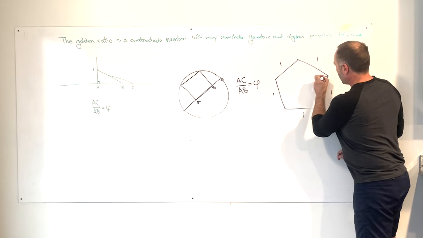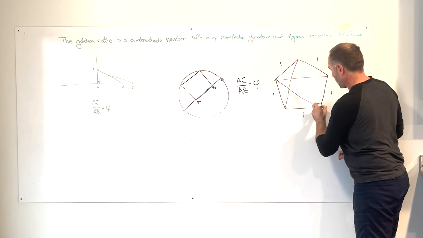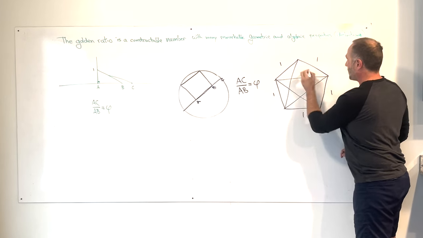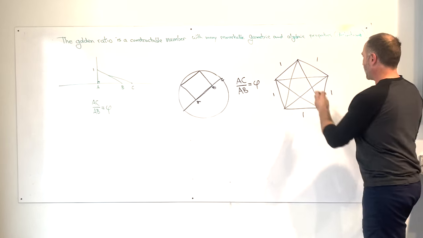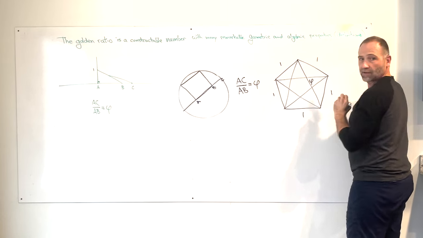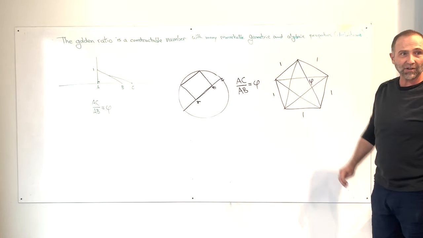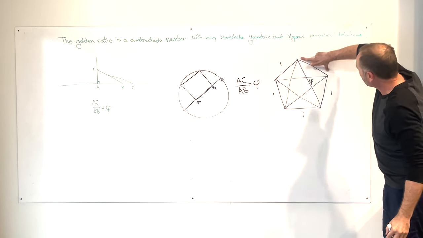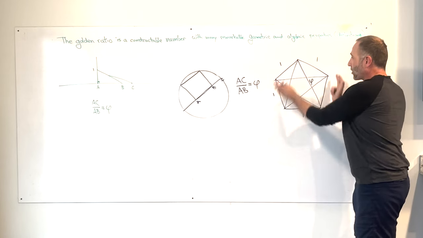It shows up here, or here, or here. So it has a bunch of diagonals. All the diagonals have a length of the golden ratio. Pick any diagonal: as long as the sides have a length of one, then the diagonals have a length of the golden ratio. So it's built into that geometric form.